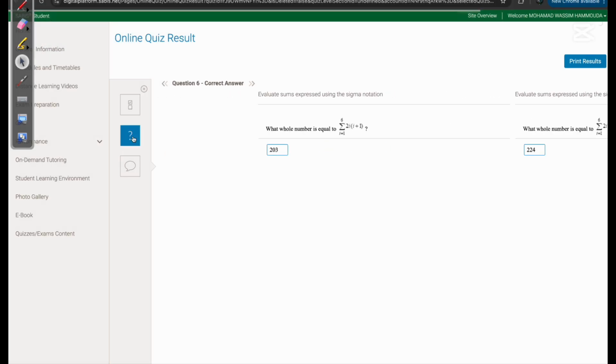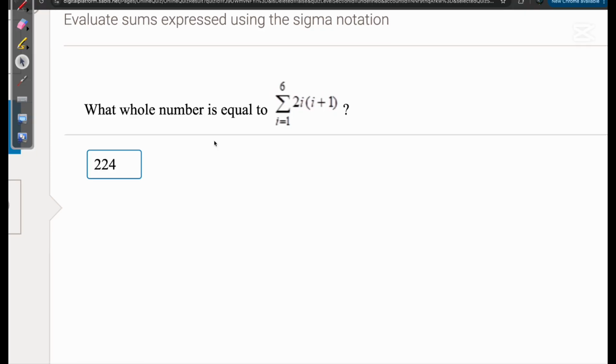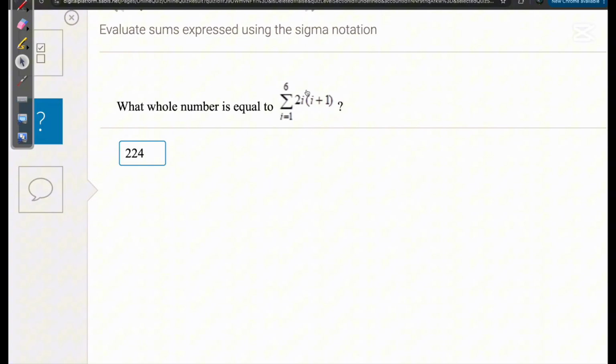Number 6. What whole number is equal to this? Just shift log on the calculator to get the sigma, and then put x is 1 and on top is 6, and then you distribute the 2i, so you get 2x squared plus 2x, which will give you 224.